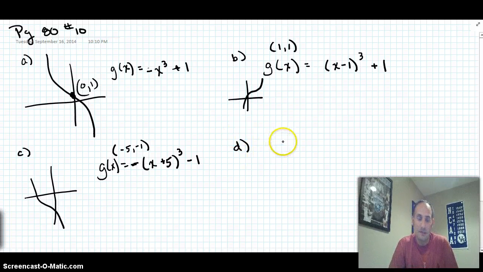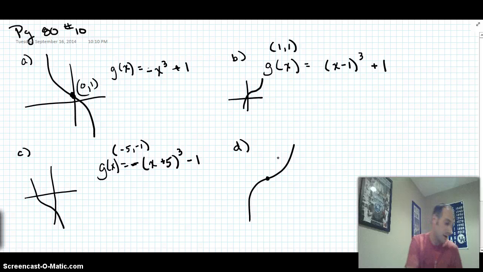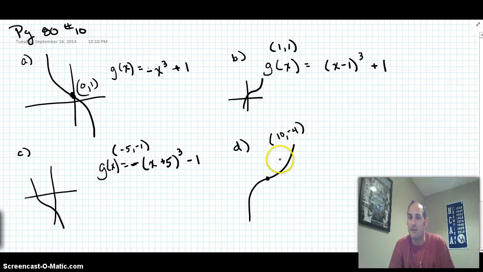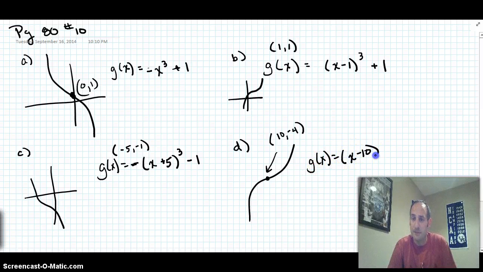Finally, D is slanted the right way. It looks like that, and I think the center point is all the way over at 10, negative 4, would be my best guess. If it doesn't look like 10, pay really careful attention to the scale they have on the graph. It's counting by 4, so you do have to pay attention to that. Not flipped, so g of x is going to equal, to move to the right 10, x minus 10, cubed, and to move down 4, minus 4.